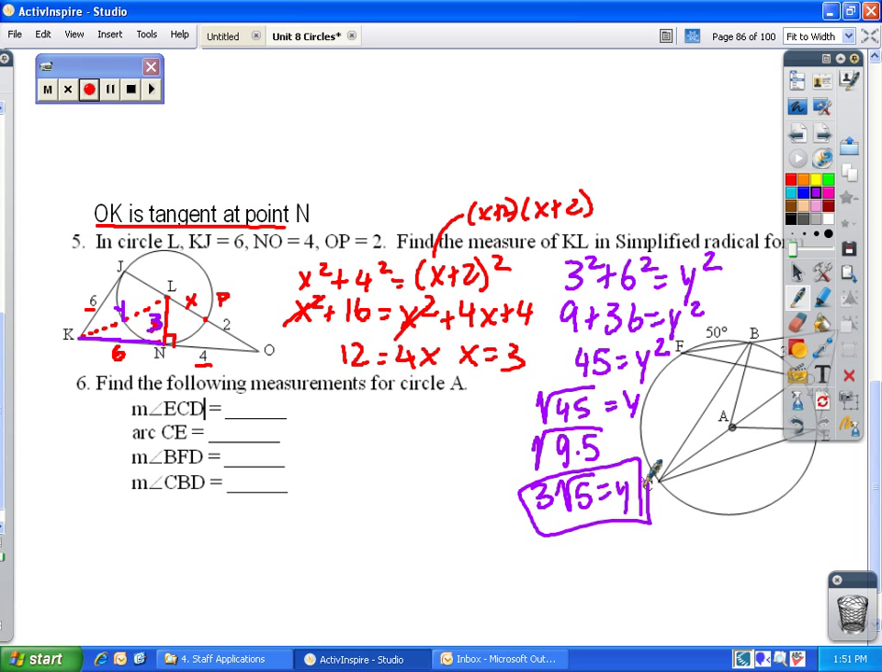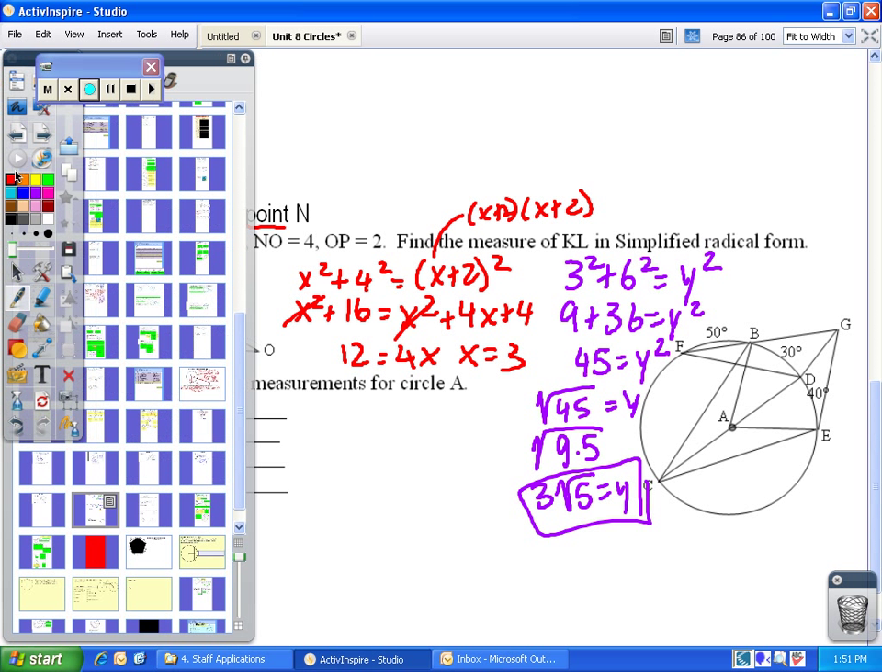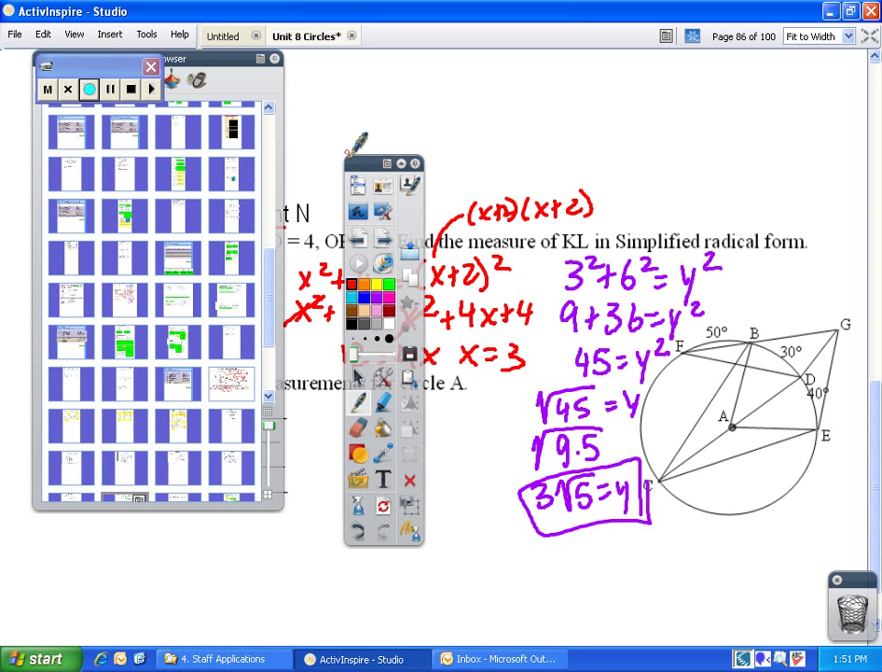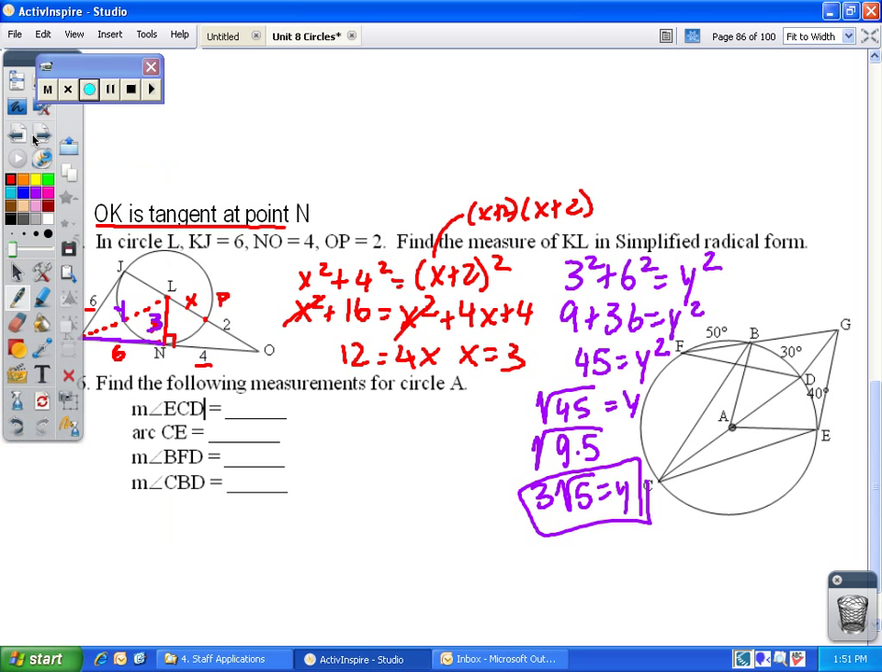All right, number 6. Find the following measures for circle A. So here I have circle A. I'm just going to move this out of the way. Let's try a different color here. Let me close this. Okay. All right. So we have circle A, this kind of crazy looking circle over here.